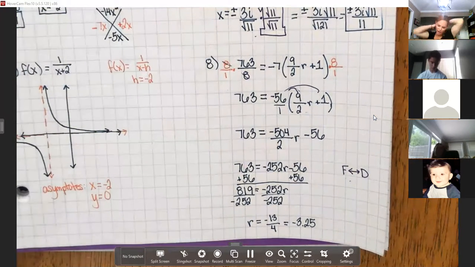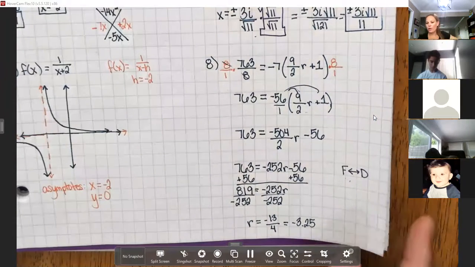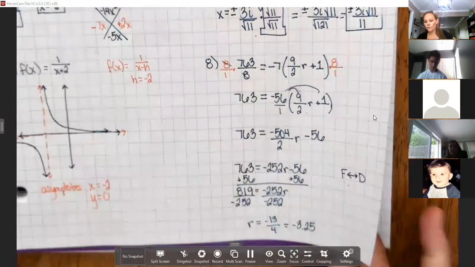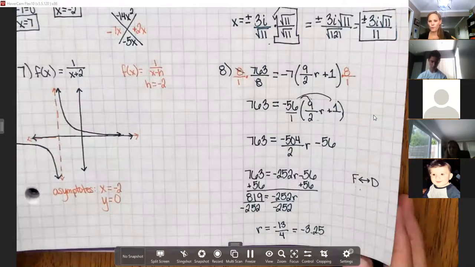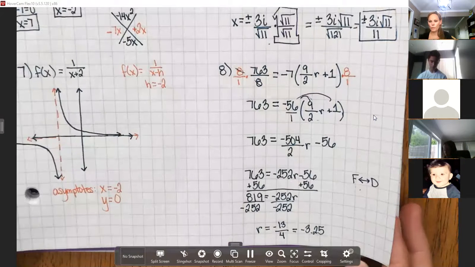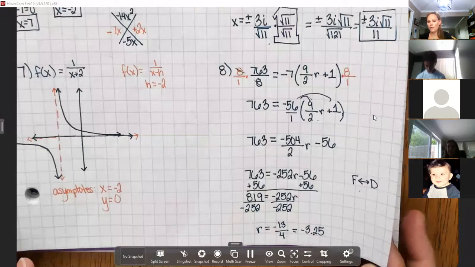We're going to do one more fraction buster and then that'll be it on here. Does anyone need more time before I flip the page?